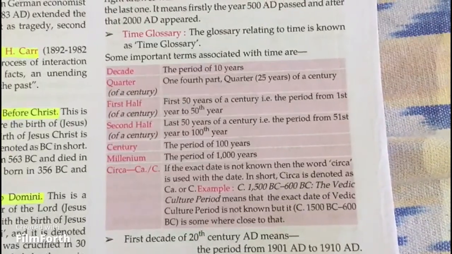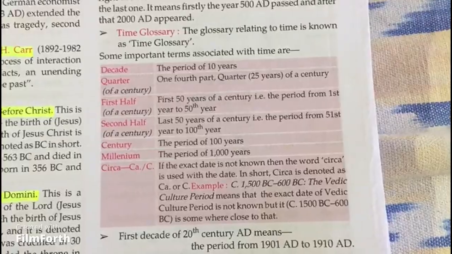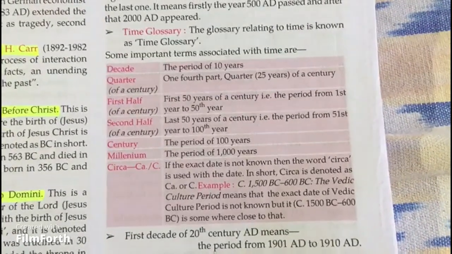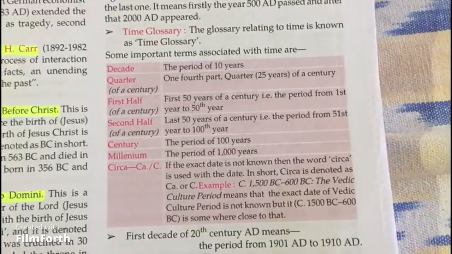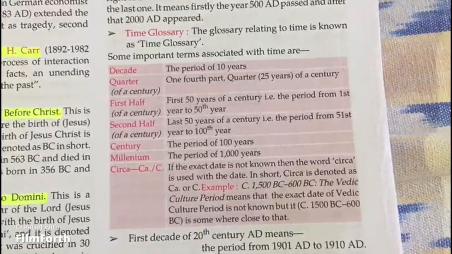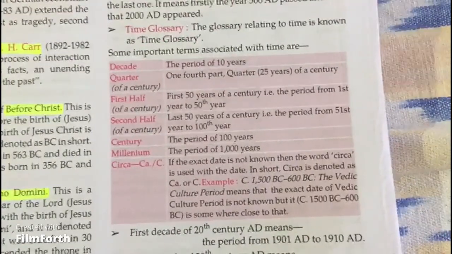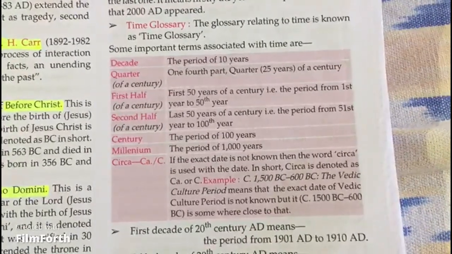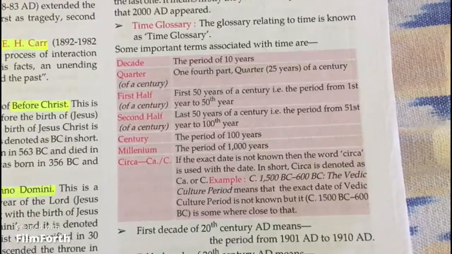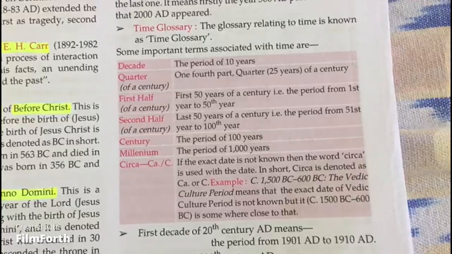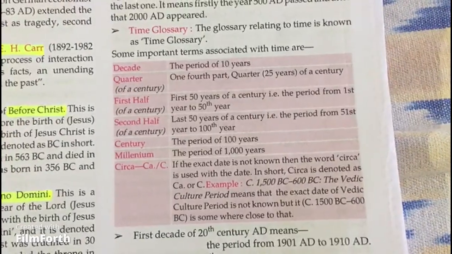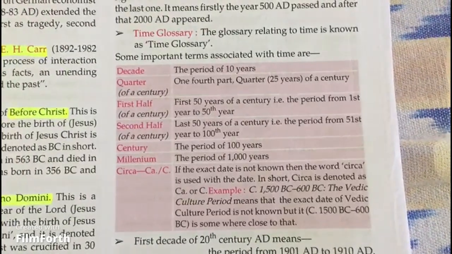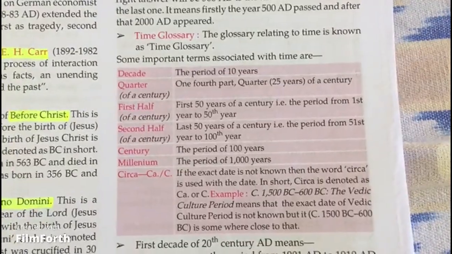Millennium means the period of 1000 years. Circa is used if you don't know the exact date when a war happened or when some book was released during that period, so we consider it as circa. For example, the exact date of the Vedic culture period is not known, but it is given as c. 1500 BC to 600 BC, somewhere close to that. So these are some important terms associated with time in Indian history.